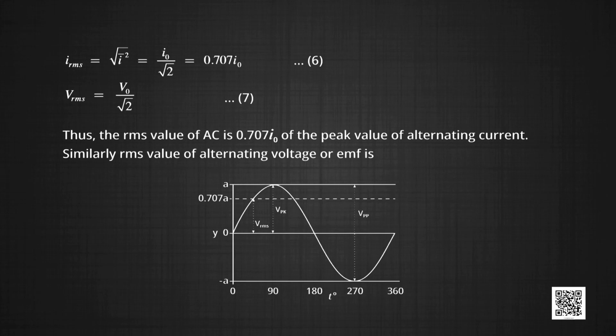If we see this graph, we have a wave showing the peak value, I naught or V naught. The average value for the complete cycle will be 0, and the RMS value is just lower than the peak value, around 0.70 I naught. So, we can see in the graph how it looks. We can also see this waveform shown as RMS value or peak value.